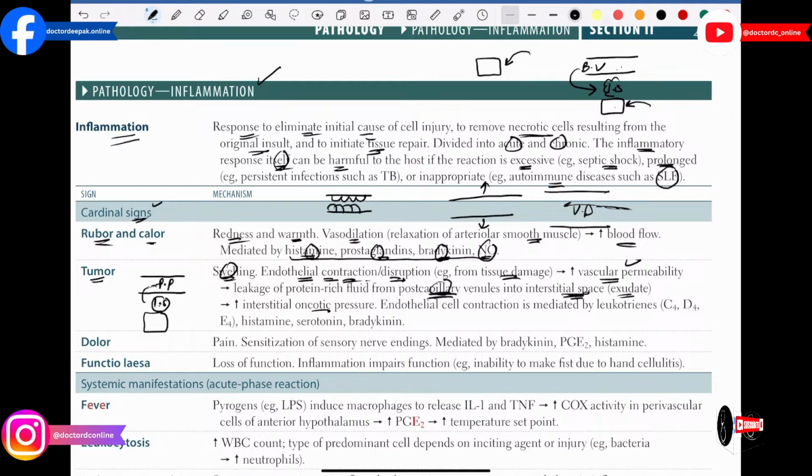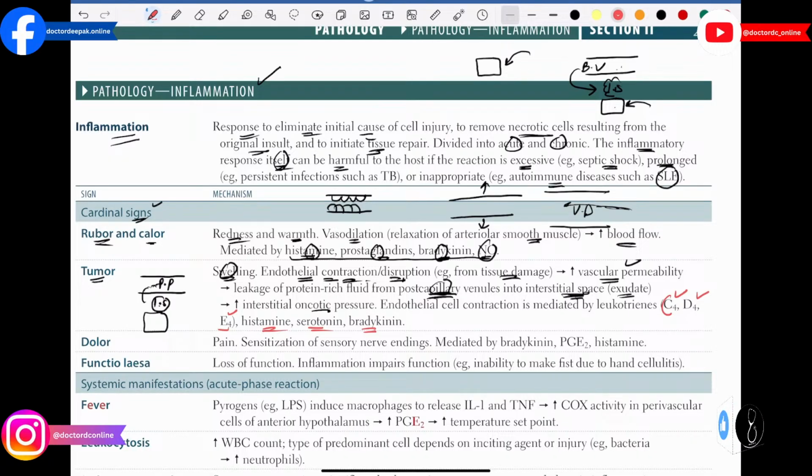After that, here they mention how the endothelial cell will contract or disrupt during the inflammation, and these are important MCQs. During the inflammation in your body, different kinds of leukotrienes and cytokines are produced. First is C4, then D4, these are the leukotrienes, then E4, then we have histamine, serotonin, bradykinin. Basically these are the inflammatory mediators, the inflammatory markers which are produced during the inflammation. When these markers are produced, they will go to the blood vessel.